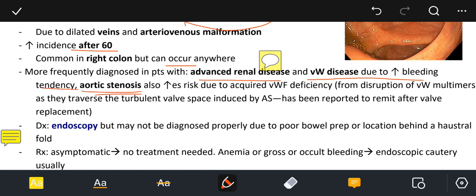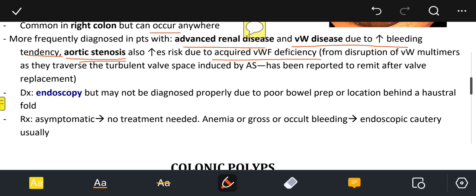Aortic stenosis also increases the risk due to acquired von Willebrand deficiency. Because what will aortic stenosis do? It will cause disruption of the von Willebrand multimers as they traverse the turbulent valve space induced by the aortic stenosis. The von Willebrand factor level has been reported to remit after valve replacement.